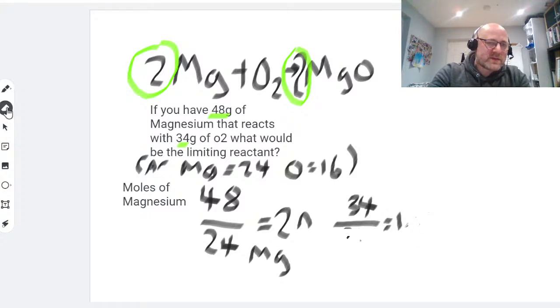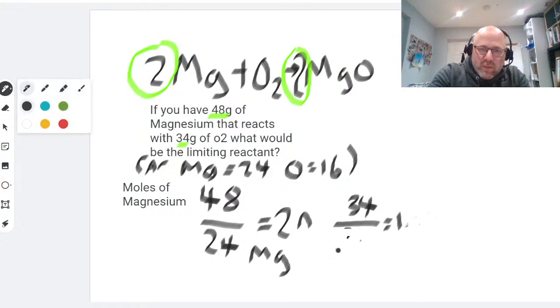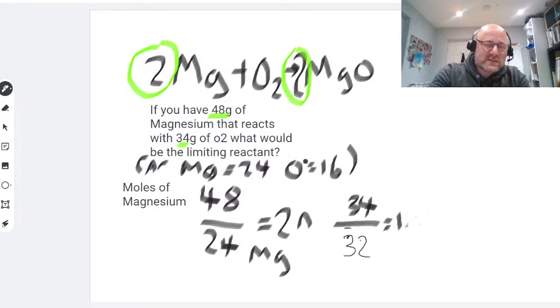Now, we don't do it over 16. We do this over 32. Why do we do that over 32? We do it over 32 because we've got a diatomic molecule, oxygen. So let me just zing that in the old calculator. 34 divided by 32. You got 1.06. I could have made it a little bit easier.